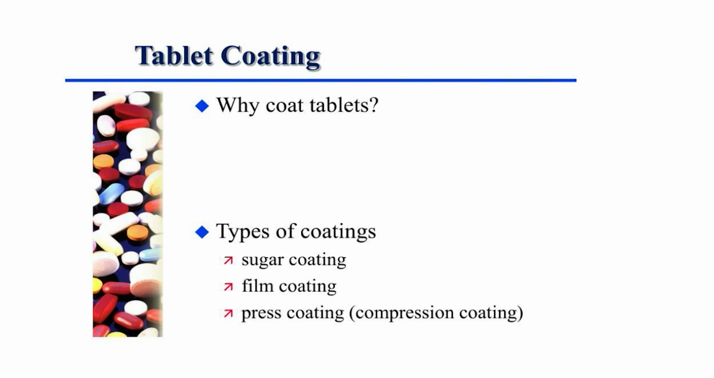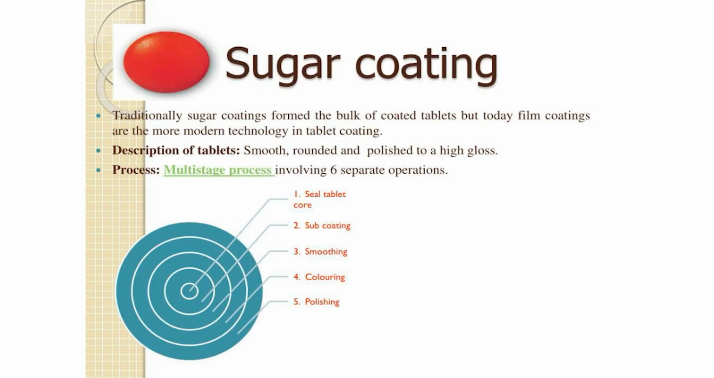Types of coating. Types of coating include sugar coating, enteric coating or film coating, and compression coating. Sugar coating. Various steps are involved in the sugar coating process. Number 1, sealing or waterproofing. In this step, it provides a moisture barrier and hardens the tablet surface. Subcoating. Subcoating causes a rapid buildup to round off the tablet edges.